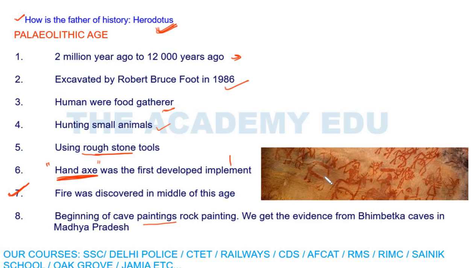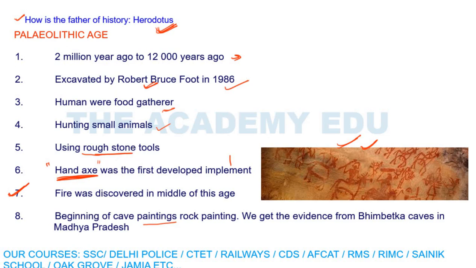See, can you see this figure? See here, what they are making on the stone, on the red stone. We found this type of rock painting at the Bhimbetka cave in Madhya Pradesh. So we got the evidence of the Paleolithic Age from the Bhimbetka cave of Madhya Pradesh, and it was excavated by Robert Brucefoot, right? So the main things from the Paleolithic Age: first, the discovery of the first weapon, the hand axe. Second, the discovery of fire. Third, they started doing cave paintings, and we got the evidence from the Bhimbetka cave of Madhya Pradesh. This was the Paleolithic Age.